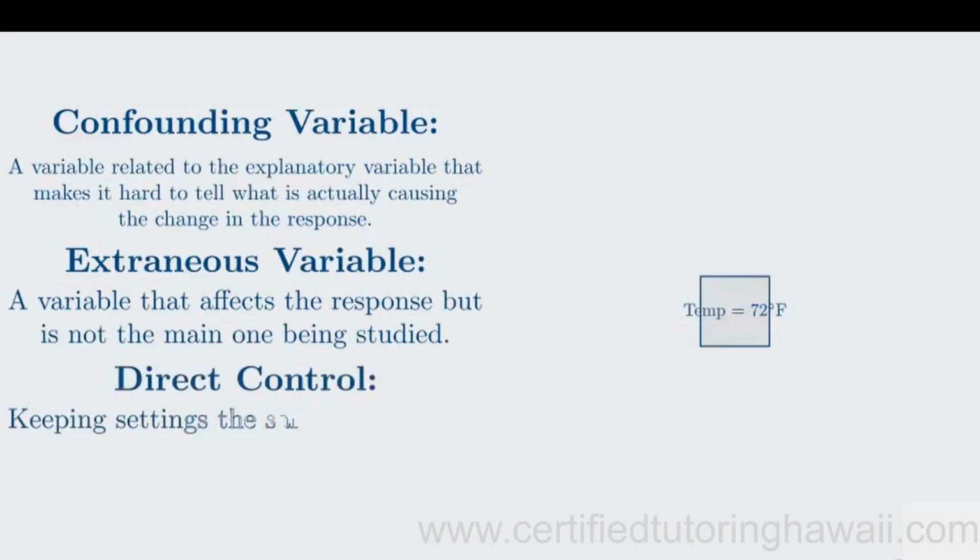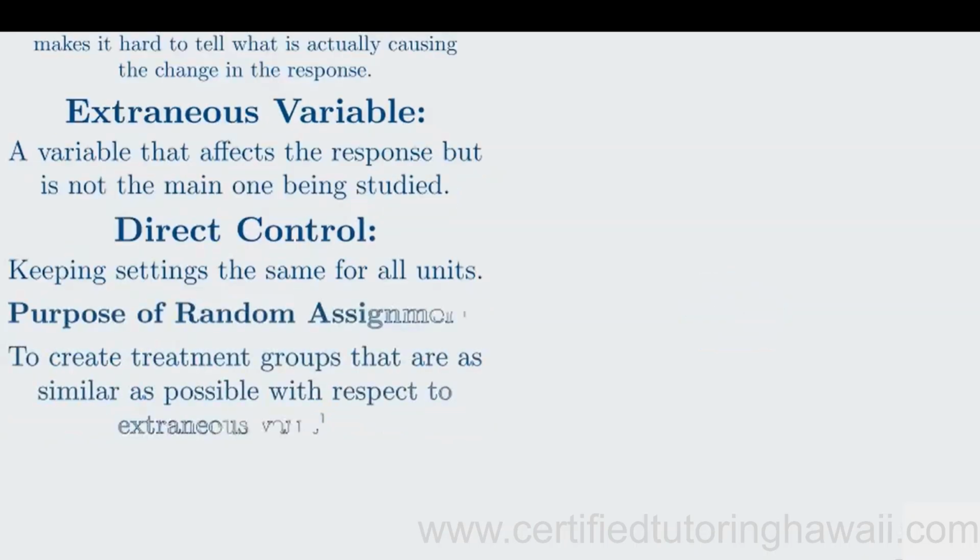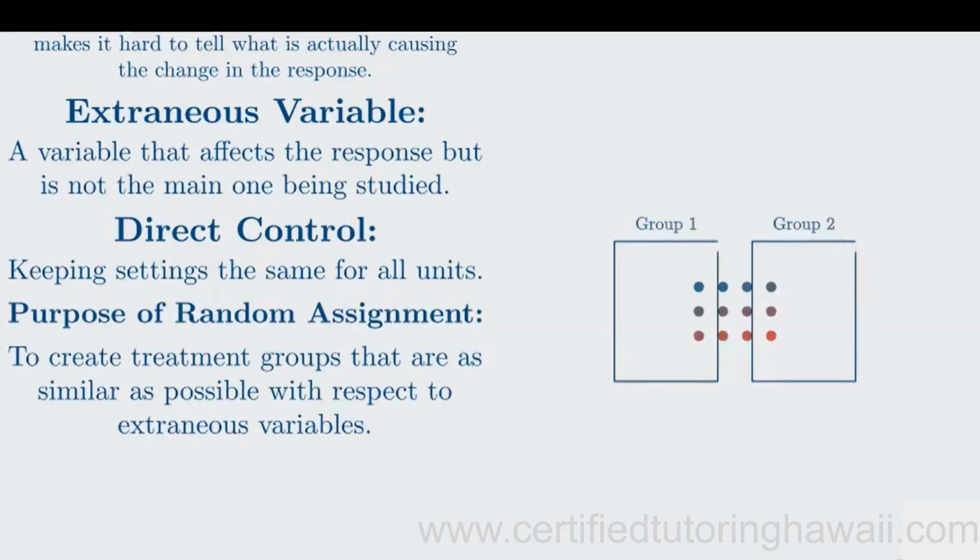We use direct control to handle variables we know about. For example, in a lab, we keep the temperature constant. But for the variables we can't control or don't know about, we use random assignment. When we assign units at random, those hidden variables like metabolism or genetics should be spread roughly equally across all groups. This balances the groups so that the only significant difference between them is the treatment itself.